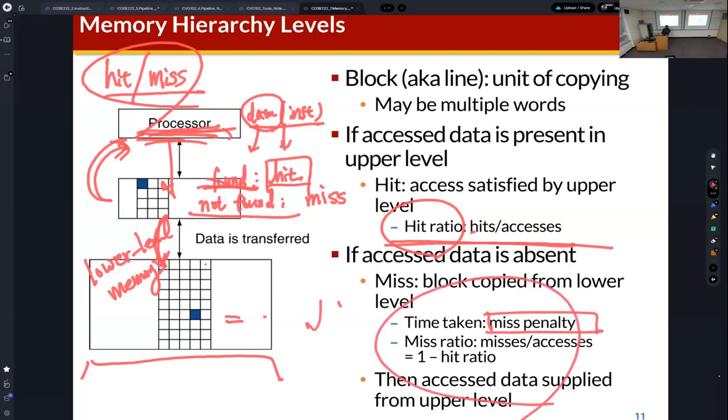So you need to understand that these terms, hit or miss, hit rate or miss rate, and miss penalty, are very important. You need to understand the definition of this terminology to understand the behavior of the memory hierarchy.